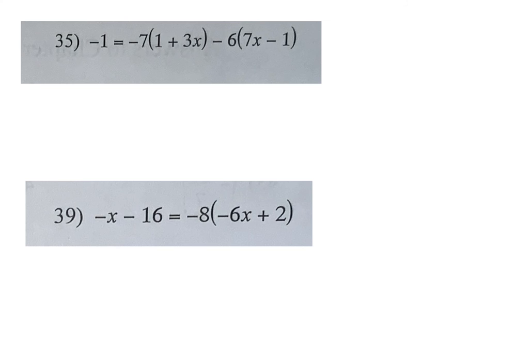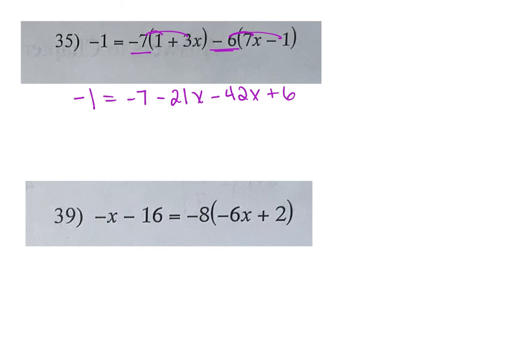All right, so for this one, we're going to have to do distribution twice. So we are going to distribute this negative 7 through. Leave the negative 1 alone. Negative 7 times positive 1. Negative 7 times positive 3x. And then we're distributing a negative 6. Negative 6 times positive 7x. And negative 6 times negative 1 is positive 6.